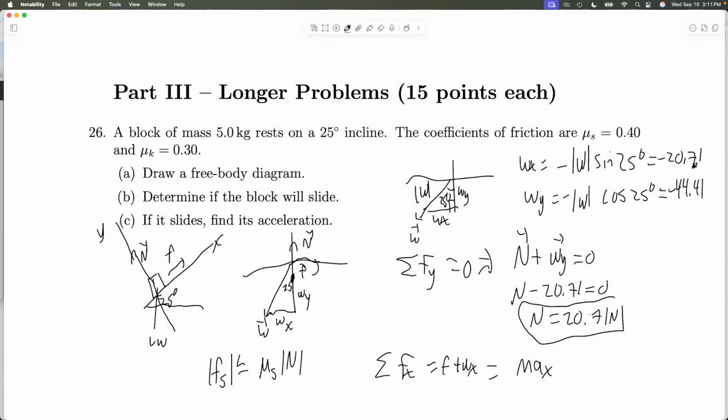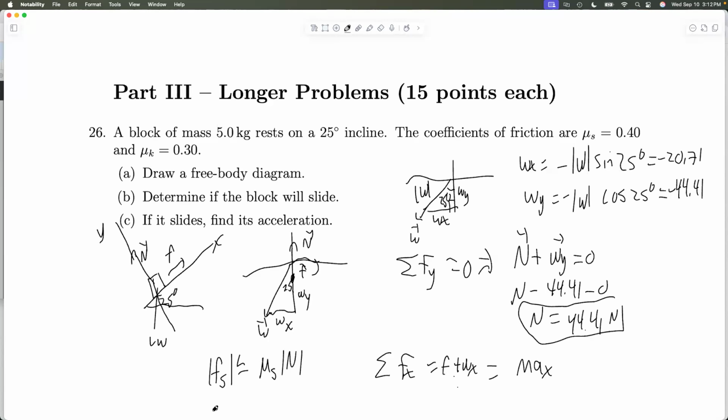20. Wait, something's not right here. Oh, I hope somebody caught this. Right here. Let me get my eraser. I copied the wrong number right here. Okay. Like I wrote Wy, but then I copied down the Wx number. Minus 44.41. Okay. So this is going to be bigger than that could possibly be.